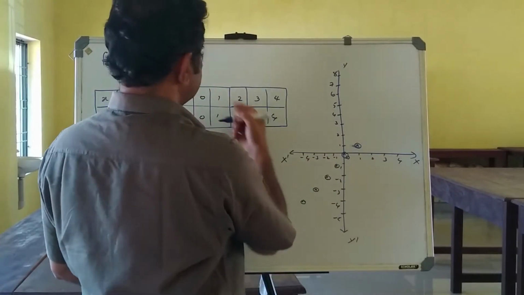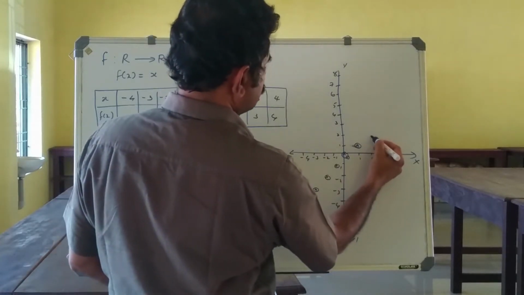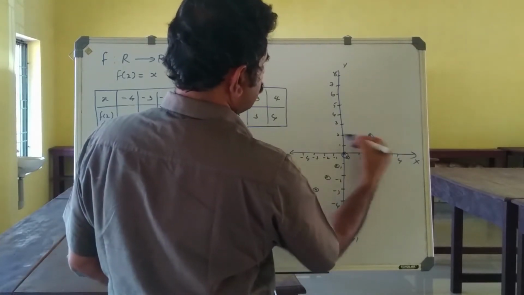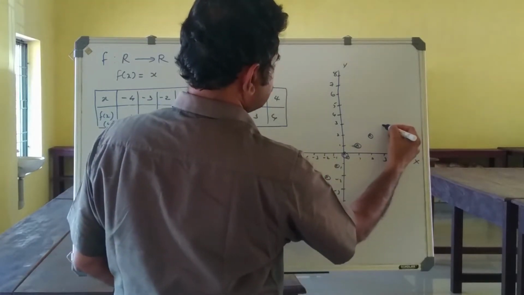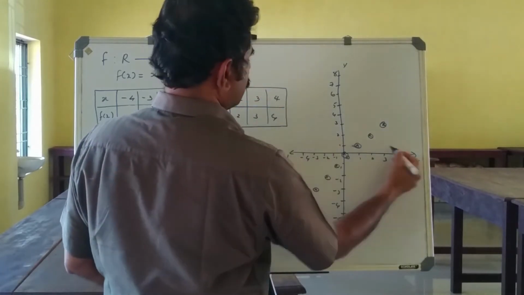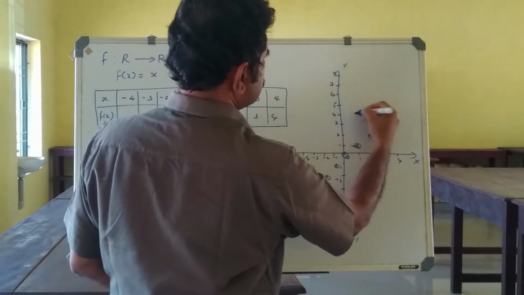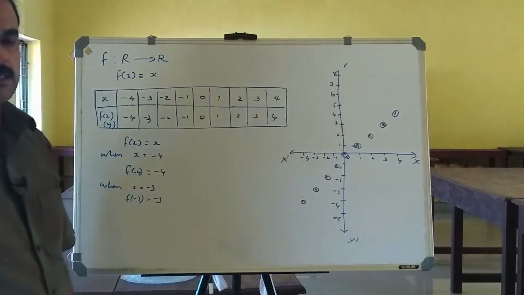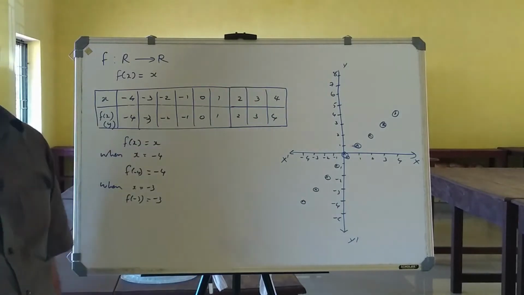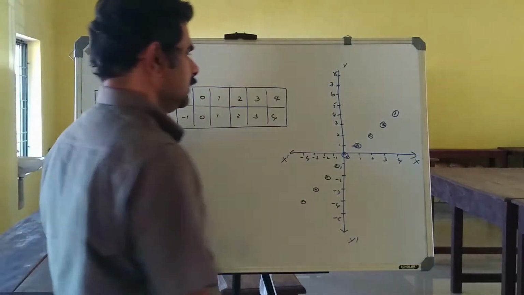Plot 1, 1. Then 2, 2. Then 3, 3. Then 4, 4. Then join these points by scale and pencil.